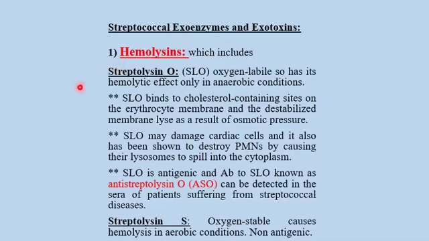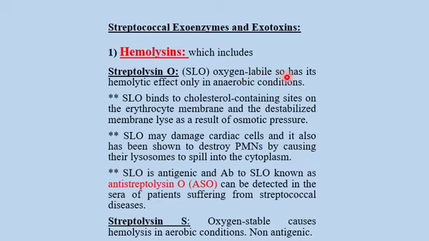Now we come to the enzymes, the hemolyzins. We have two types of these hemolyzins, called streptolysin O and streptolysin S. What does the O stand for? It is oxygen labile, and we abbreviate it SLO. It is oxygen labile, so it has its hemolytic effect only in anaerobic conditions, meaning there must be no oxygen for it to be active.